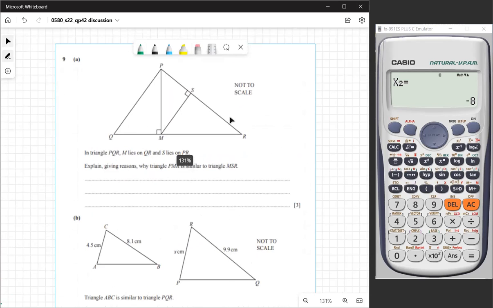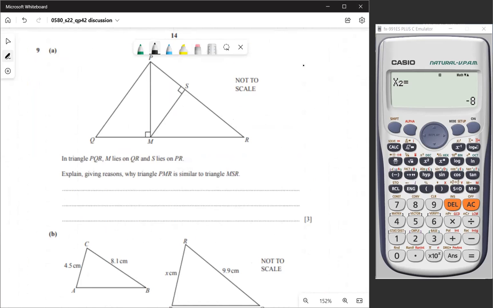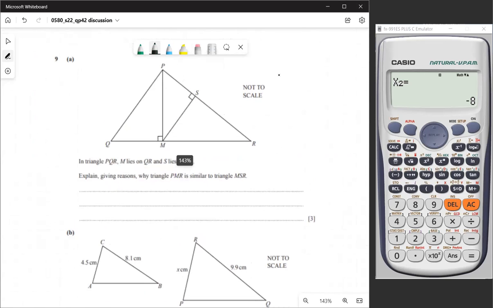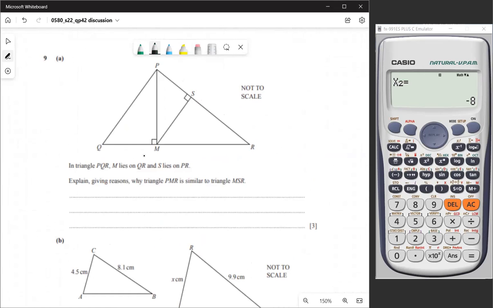Read this question. Anas, read the question. Is this trigonometry? I will have to read the question first to realize it, right? I haven't read it, so read it. In a triangle PQR, M lies on QR and S.